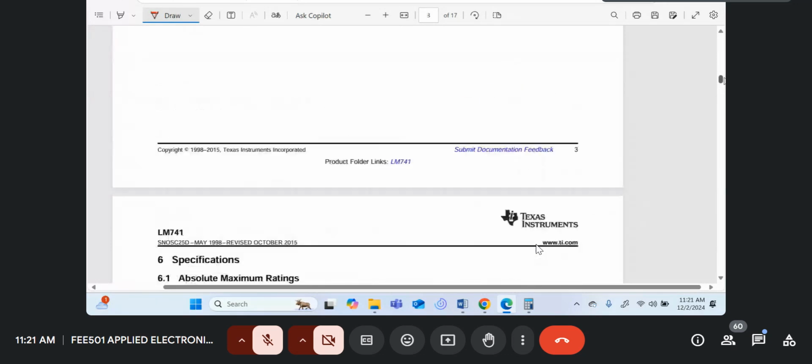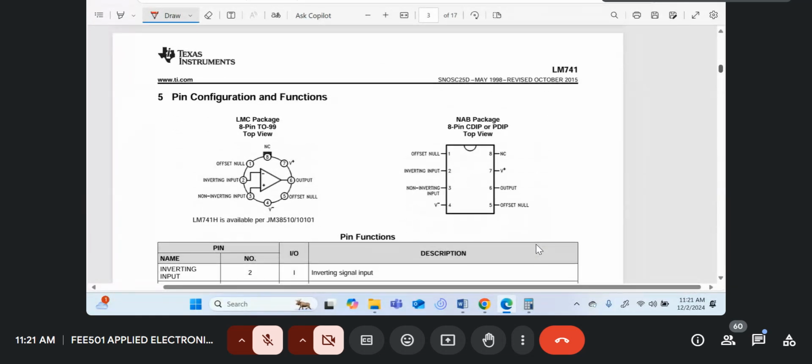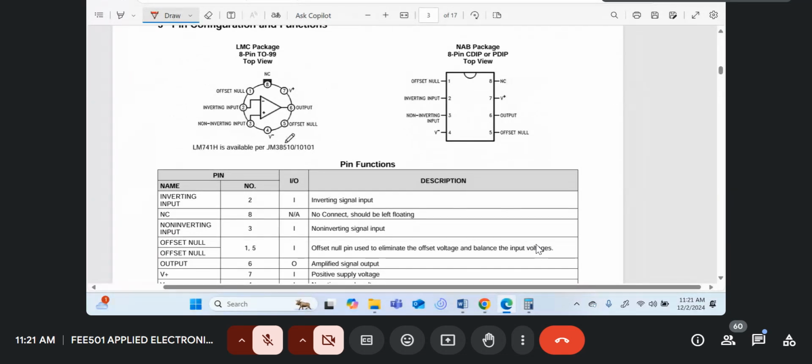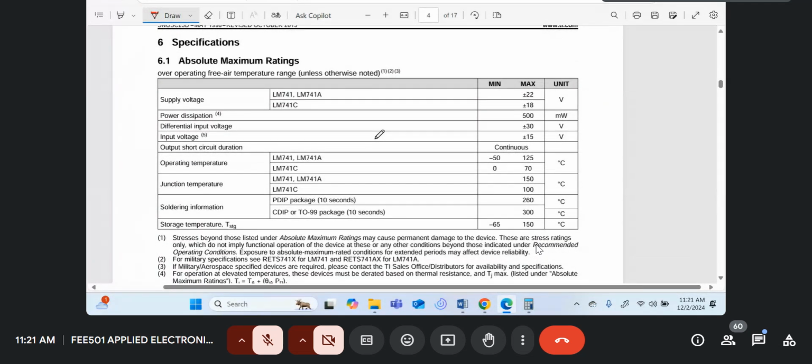So from the Texas Instruments data sheet, they tell it comes in two packages, the DIP and the TO-99 package. This is a round one with metal. It tells you the supply voltages. You see, there were two types, the LM741A and LM741C. With 741C, the supply voltage is smaller.